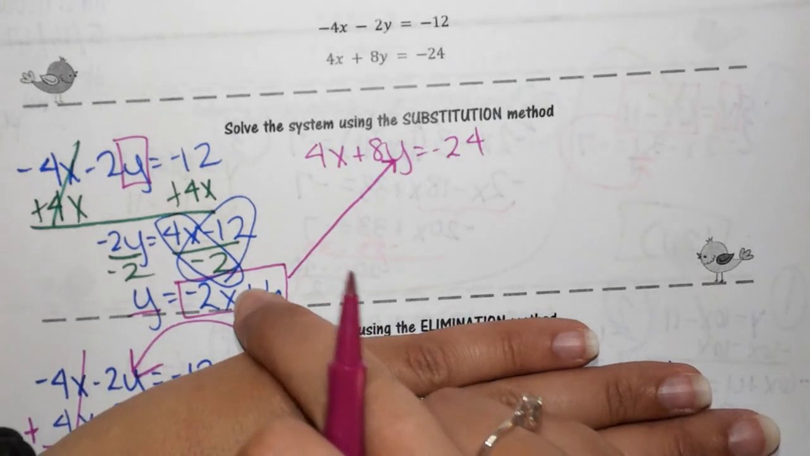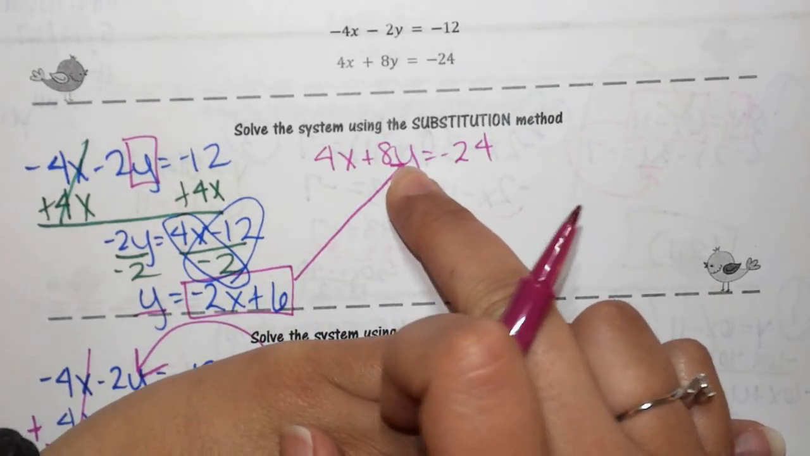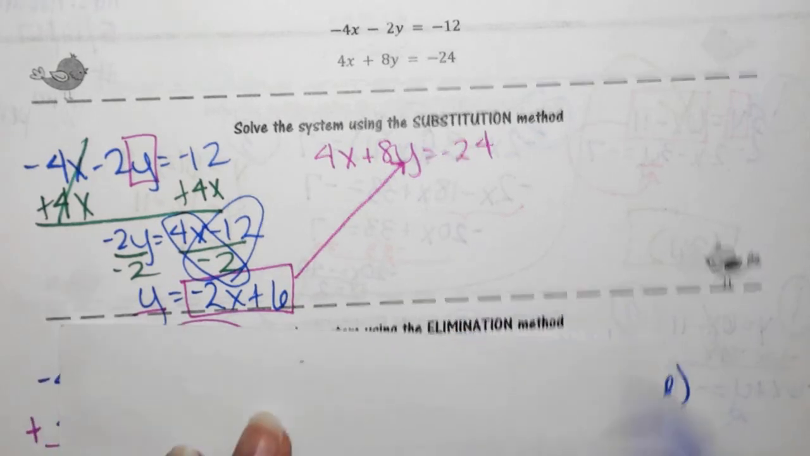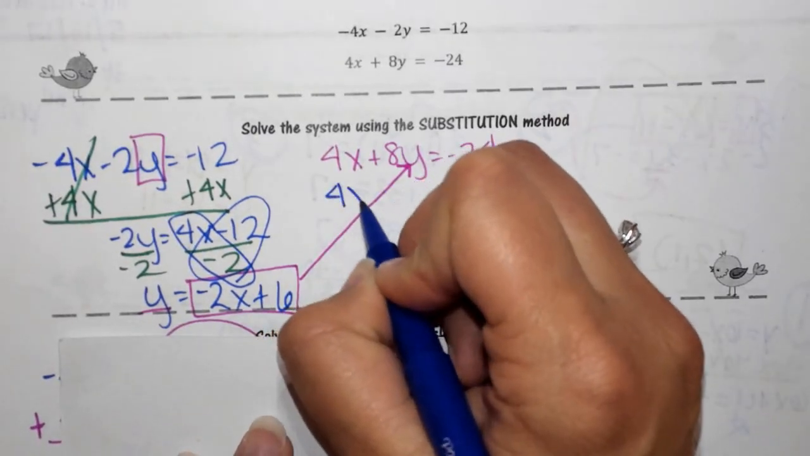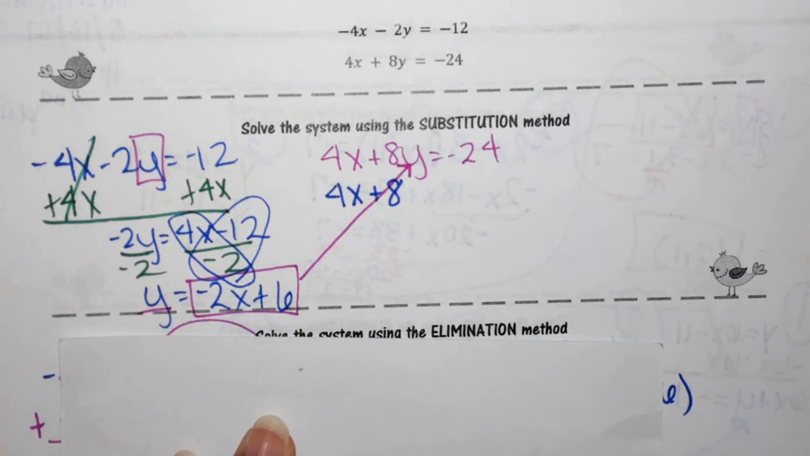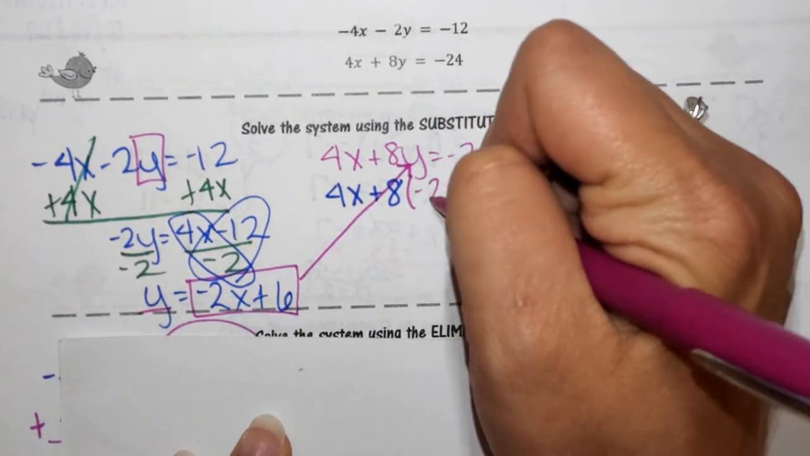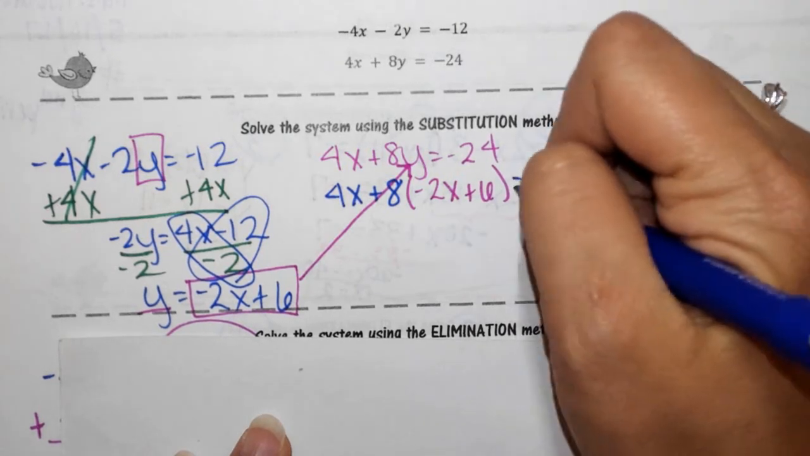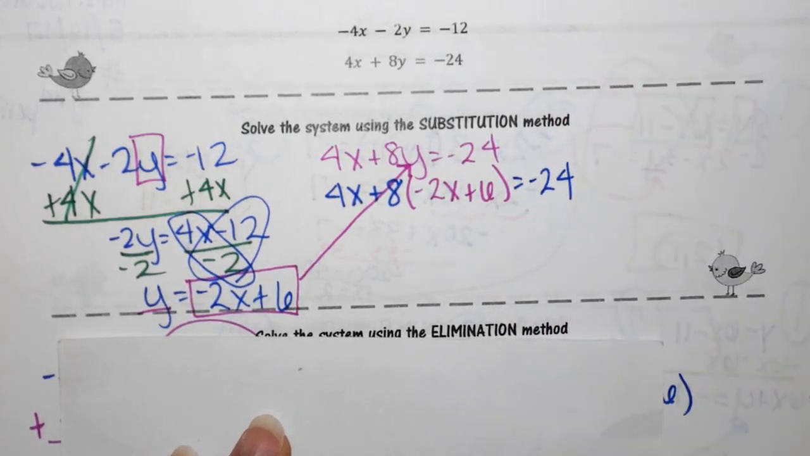Alright, so we are going to take this negative 2x plus 6 and plug it in for y. How would we write that? You're going to do 4x plus 8 times negative. Wow. Awesome, Bronson. Great job.